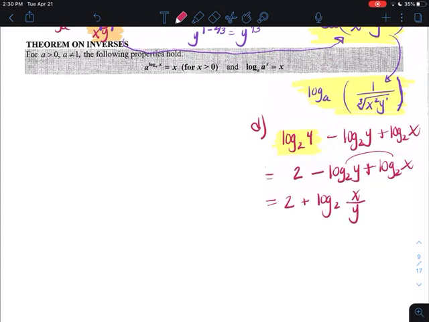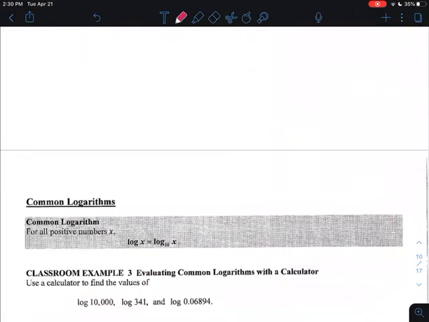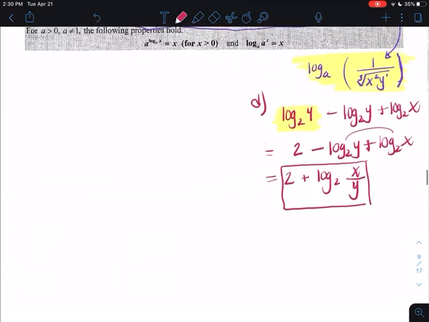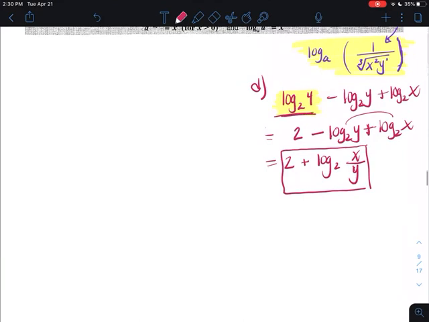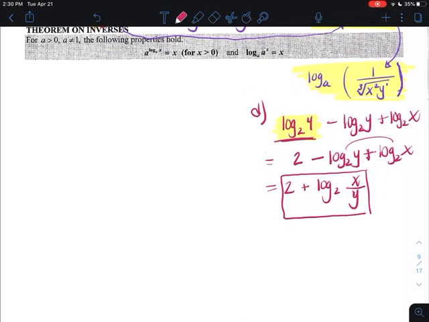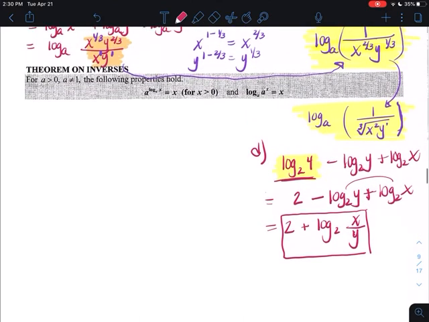X goes at the top, and y goes at the bottom. All right, so that will be your simplified version. So just watch out for terms like that can be simplified.